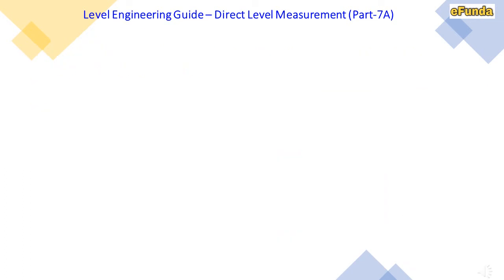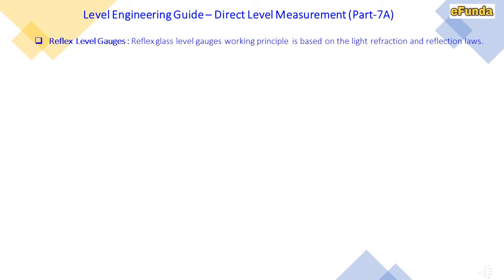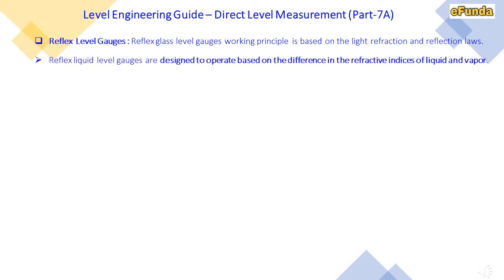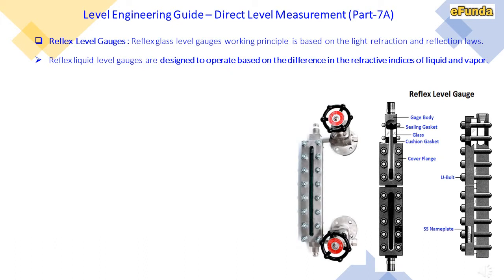Moving on to reflex level gauges. Reflex glass level gauges' working principle is based on the light refraction and reflection laws. Reflex liquid level gauges are designed to operate based on the difference in the refractive indices of a liquid and the vapor. One can see in the figure the arrangement of a reflex type level gauge, where all the parts of the reflex level gauge are shown.